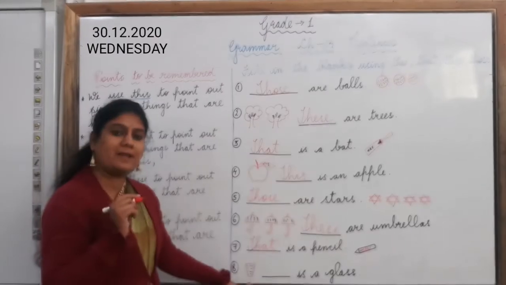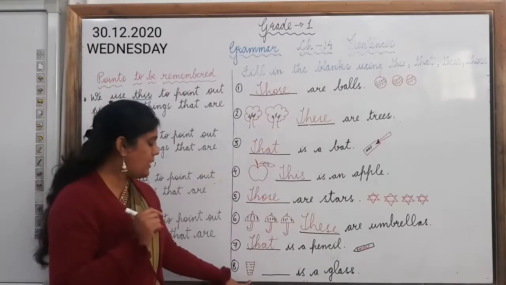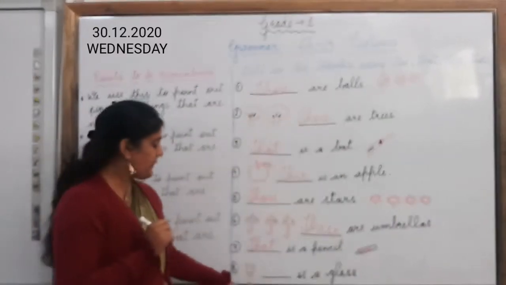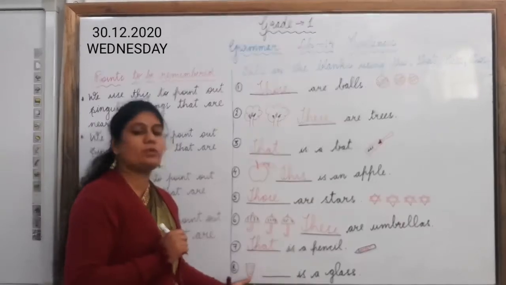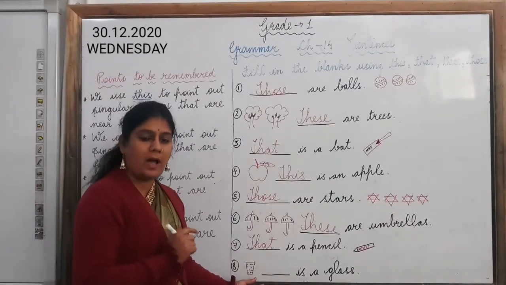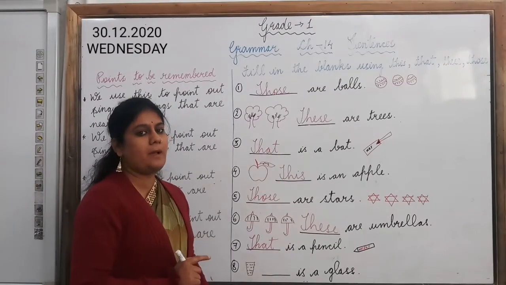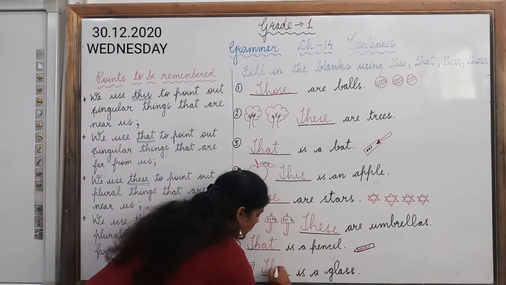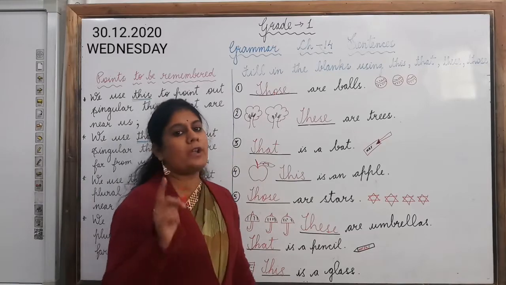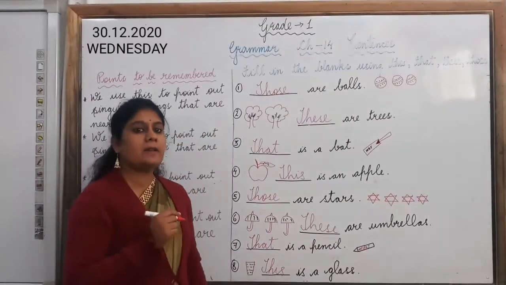Now the last question is, you can see the picture of a glass. Okay, and how many glasses are there? Only one glass. So we are talking about singular. Dash is a glass, and this glass is near to the blank, or we can say near to us. So which word will we use here? Yes, we will use this here, because we use this to point out singular things which are near us.